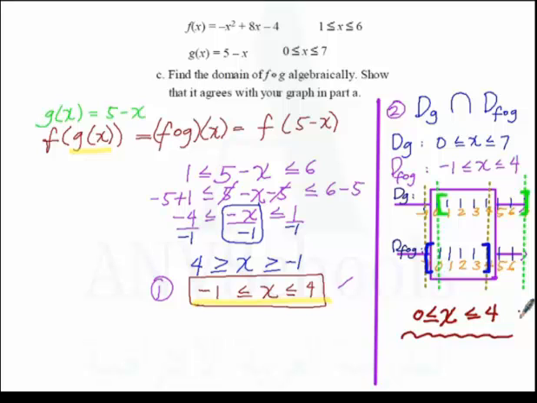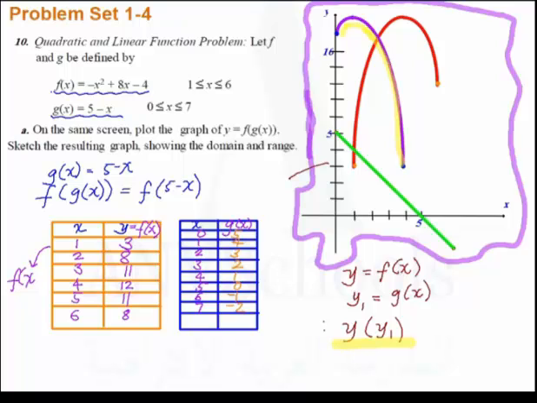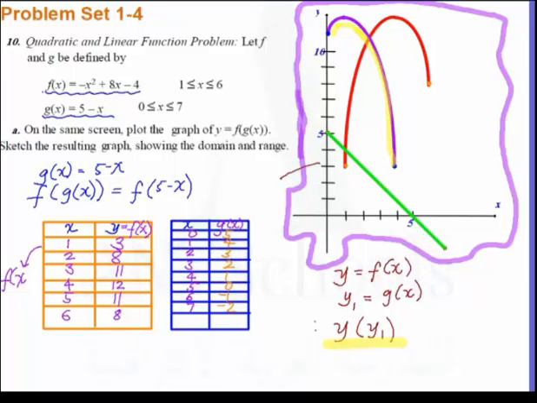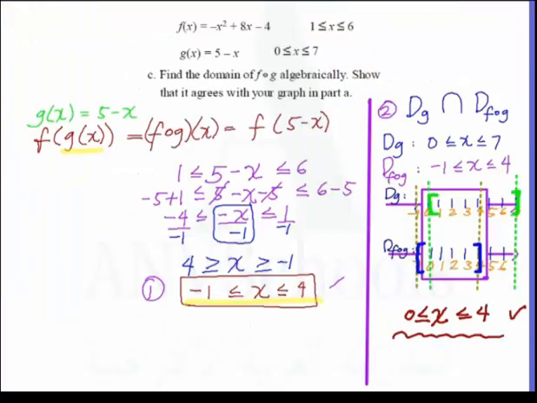Now let's check if that domain corresponds with our graph in part A. Our domain for FOG is from 0 to 4. Let's take a look. Our domain for FOG would then be here. I'm going to show you the domain, from here up to here. So it's from 0 to 4, which corresponds to our graph for this particular domain from 0 to 4.